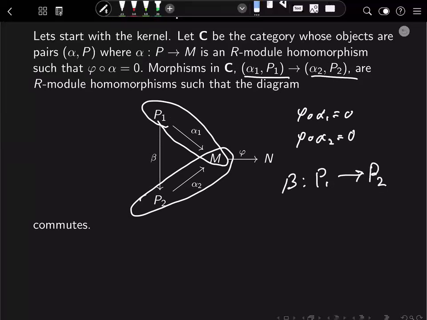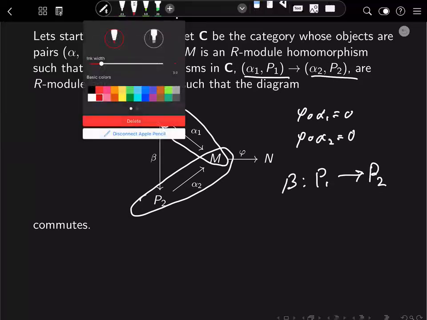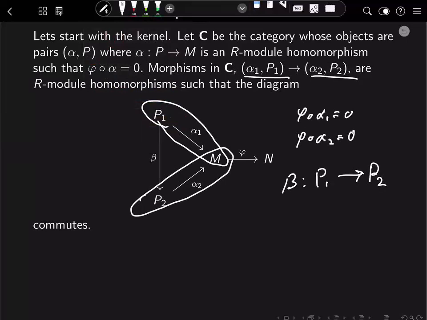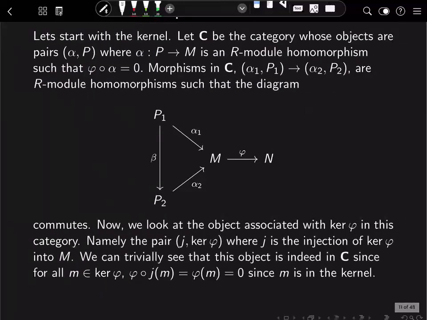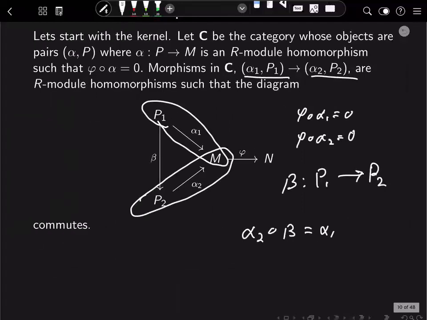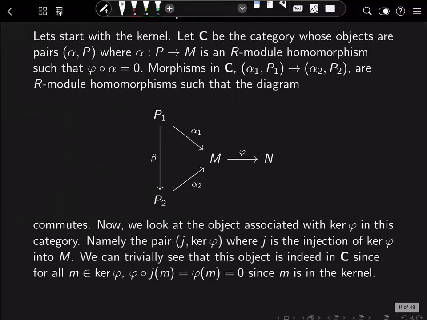When we say that the diagram commutes, all that means is that if we start at P1 and go through alpha, then alpha 2 composed with beta is going to be equal to alpha 1. That's what it means for the diagram to commute. So those are morphisms in this category, and our claim is that we're going to show that the object associated with the kernel of phi is in this category.